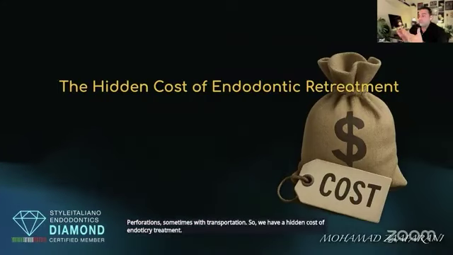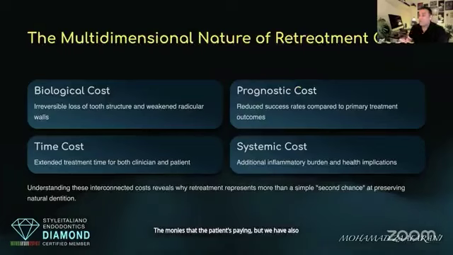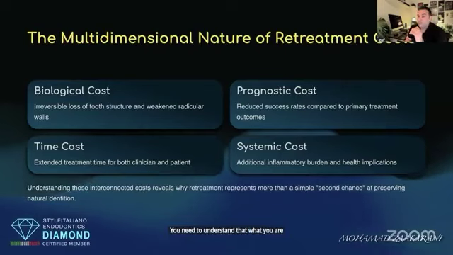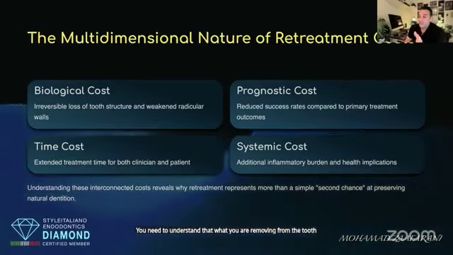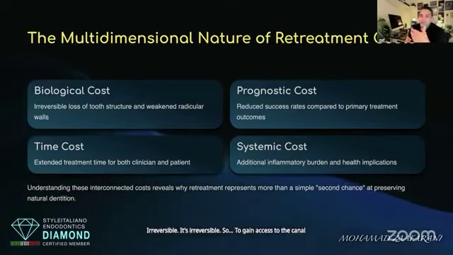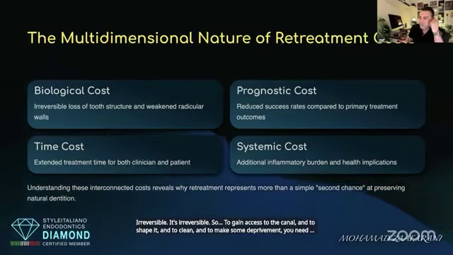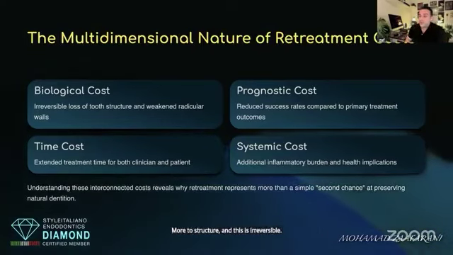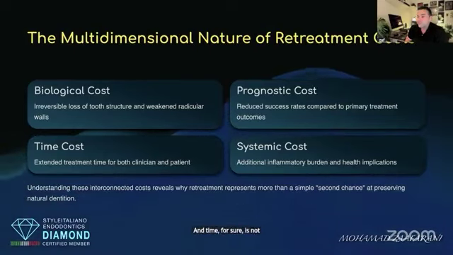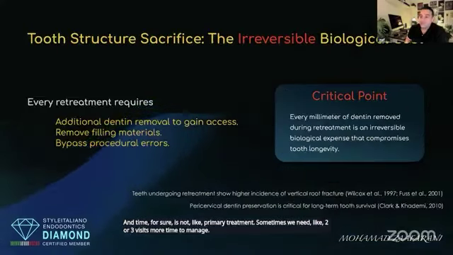It's not only about the money that the patient's paying, but we have also some hidden cost, starting by the biological cost. You need to understand that what you are removing from the tooth is not reversible, it's irreversible. So to gain access to the canal and to shape it and to clean and to make some debridement, you need to remove more tooth structure, and this is irreversible. Also, prognosis is not like primary treatment, and time for sure is not like primary treatment. Sometimes we need like 2 or 3 visits, more time to manage retreatment case.